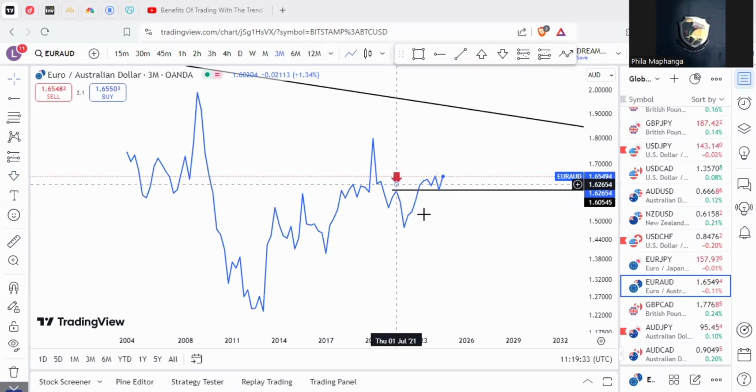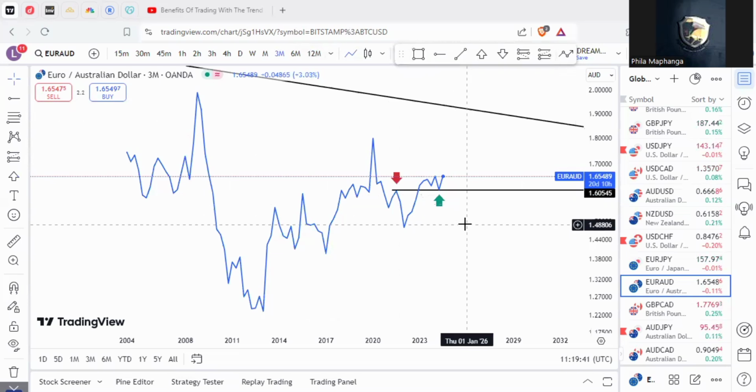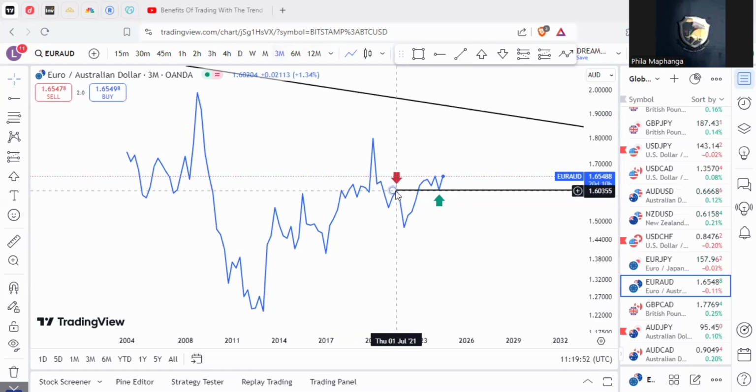As your resistance was broken, they came back to do what? To test the resistance as what? As a support. You know that once a resistance is broken, it becomes a support. You also know that once a support is broken, it becomes a resistance, right? So this is what actually happened here. On which time frame? On 3 months time frame, your resistance was broken, which was 2021. It was broken around 2023. It was tested around April 2024.